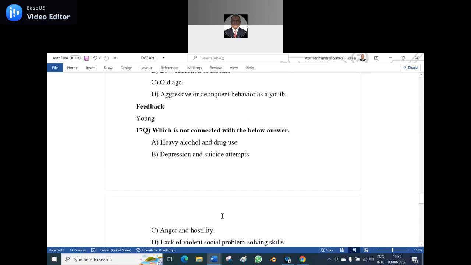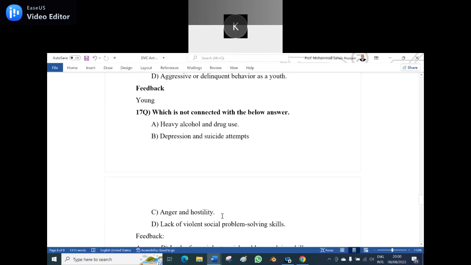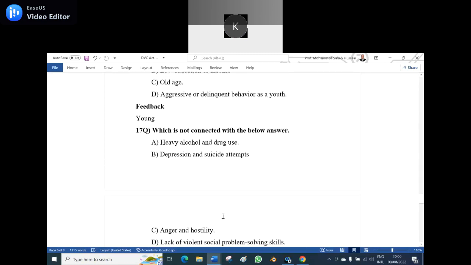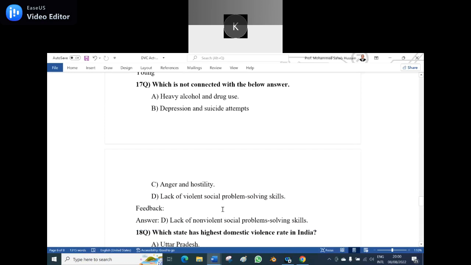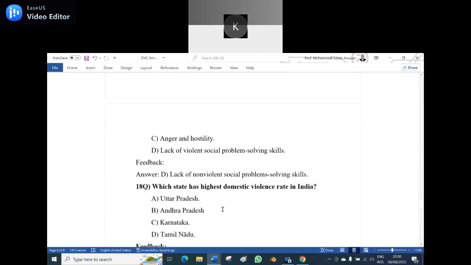The 17th question: which is not connected with the below answer? Option A, heavy alcohol and drug use. B, depression and suicide attempts. Option C, anger and hostility. Option D, lack of violent social problem solving skills. Option D. Feedback, please. Option D is the right answer, lack of non-violent social problem solving skills. When they lack problem solving skills, they resort to this. Domestic violence will be created.